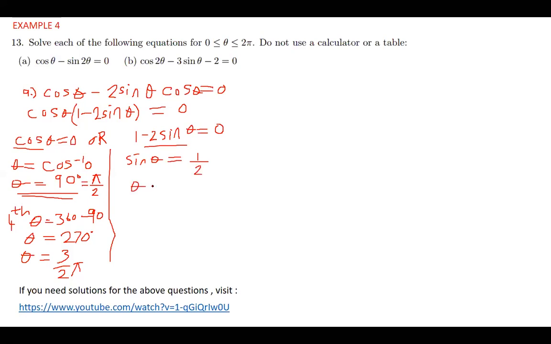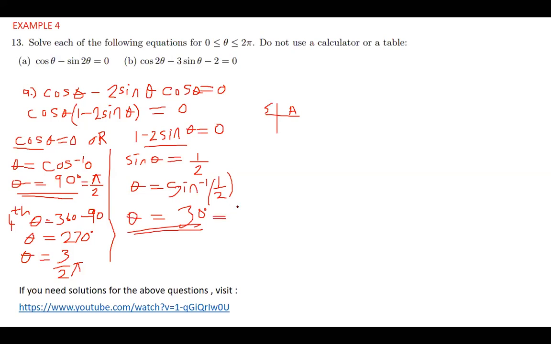So now your theta will be equal to the sine inverse of half, and the sine inverse of half is nothing but 30 degrees. This 30 degrees, since half is positive, sine is only positive in the second quadrant and in the first quadrant. So in the first quadrant, sine will be gotten as it is, which is 30 degrees.